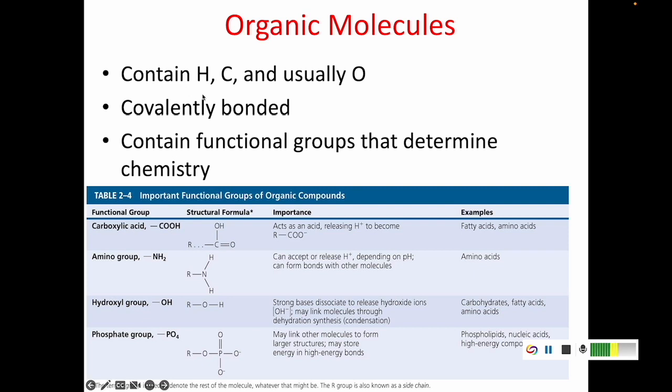So our organic molecules, again, they always have hydrogen and carbon. We're usually going to have oxygen in it. They're made of covalent bonds, and they have functional groups. Those functional groups determine a lot of its chemistry.